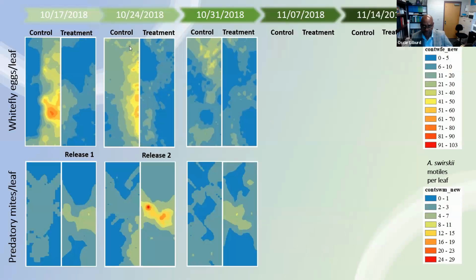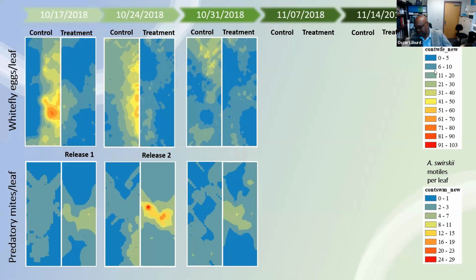The first sampling period was on October 17th, 2018. And you can see in the control, where there wasn't any predatory mite release, that the population of whiteflies was extremely high. The darker the colors, as you can see on the right-hand side, the higher the population of whitefly eggs in the upper panel, and in the lower panel, at the bottom of the screen, we have predatory mites. So again, at the top you have whitefly eggs per leaf, and at the very bottom we have predatory mites.